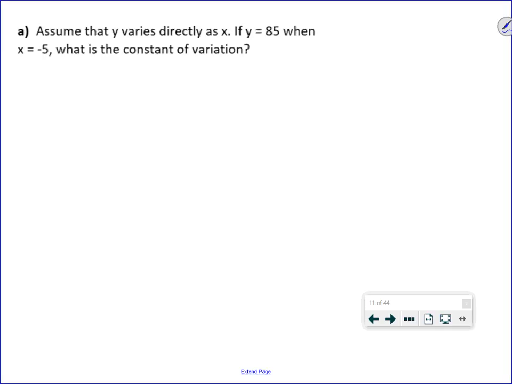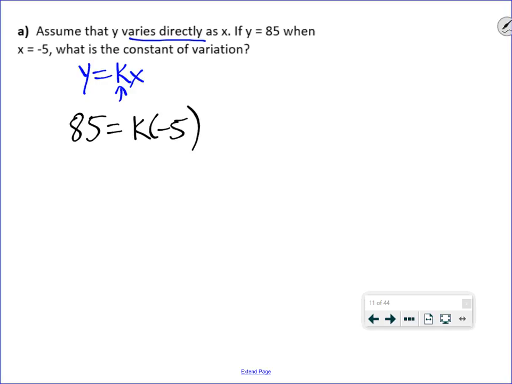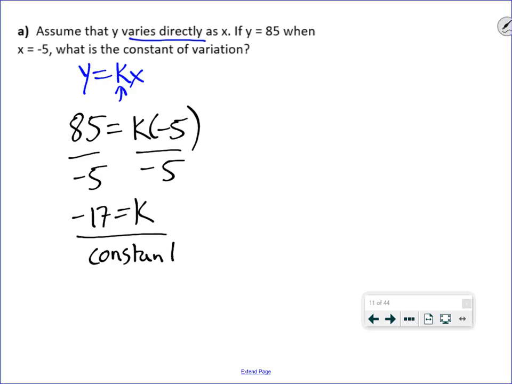So the first problem is: assume that y varies directly. The key thing here is it says direct variation, and that's the equation for direct variation. K is the constant of variation. So this is easy enough. If when y equals 5, x equals negative 5, what is k? Well, we're just going to divide both sides by negative 5, and we'll get k equals negative 17. So negative 17 is the constant of variation.